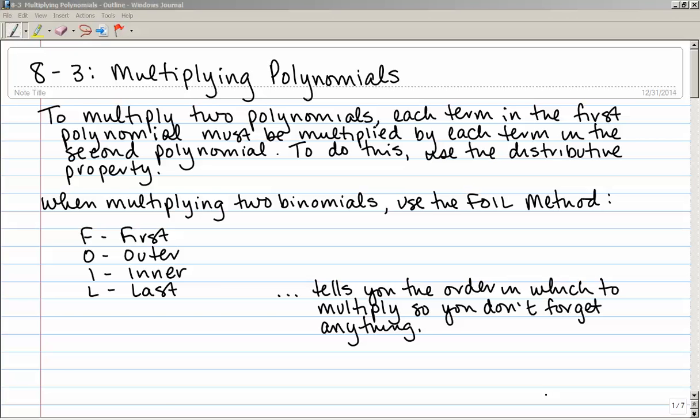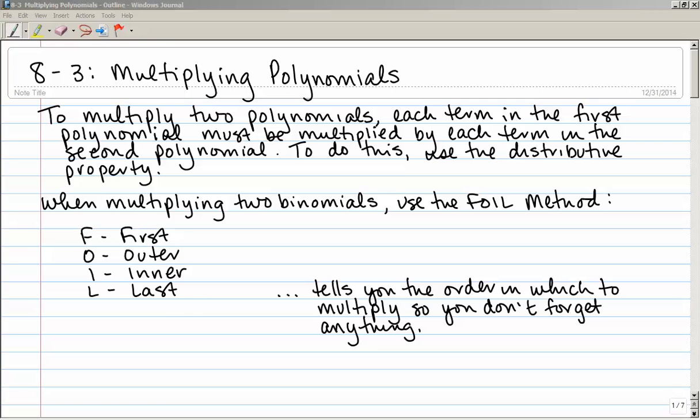Section 8.3 is on multiplying polynomials. To multiply two polynomials, each term in the first polynomial must be multiplied by each term in the second polynomial. To do this, we're going to use the distributive property.